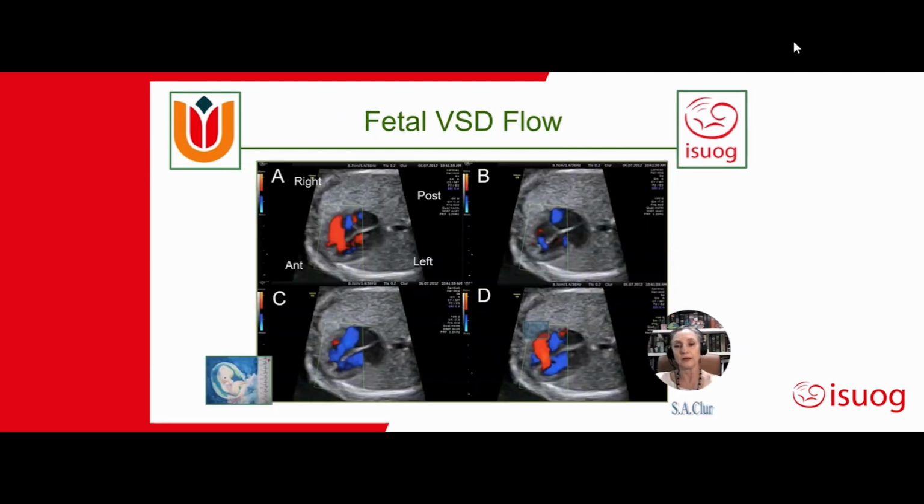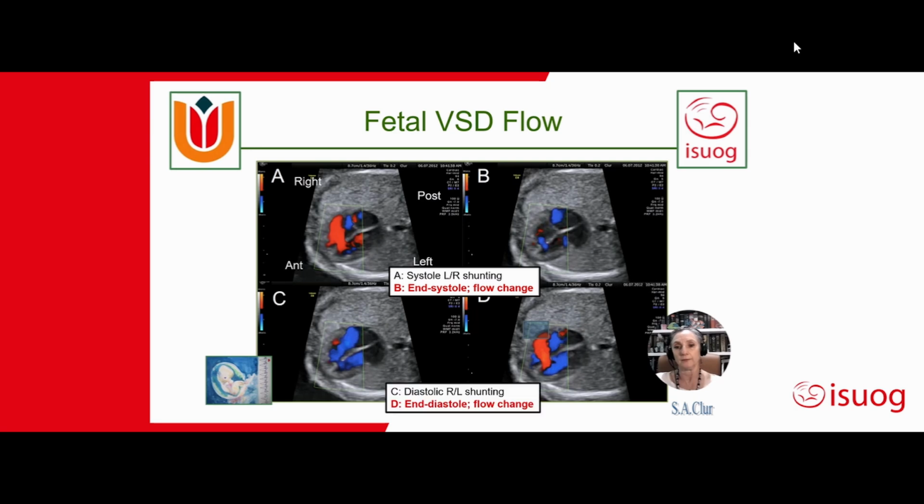When diagnosing a VSD on color Doppler, it's important to see that there's flow in both directions. In systole, we see left to right shunting, as in A. In B, we see end systole with a flow change to a right to left shunting. In C, we see diastolic right to left shunting, and in E, end diastolic flow change to left to right once again.